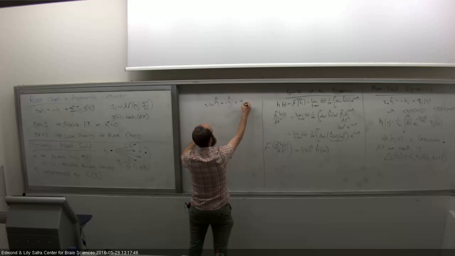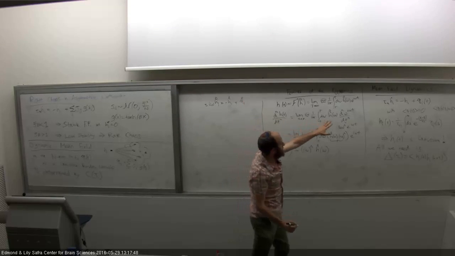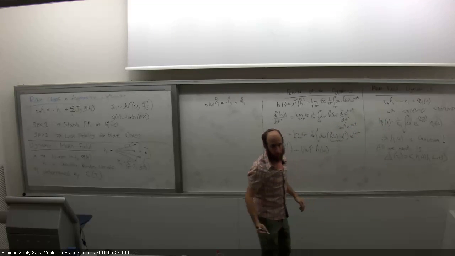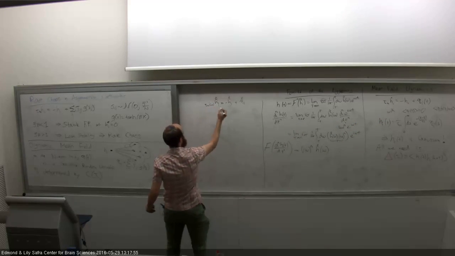Can you repeat what you're doing now? I'm taking the Fourier transform of the dynamics of this equation here. That's tau h. Yeah.